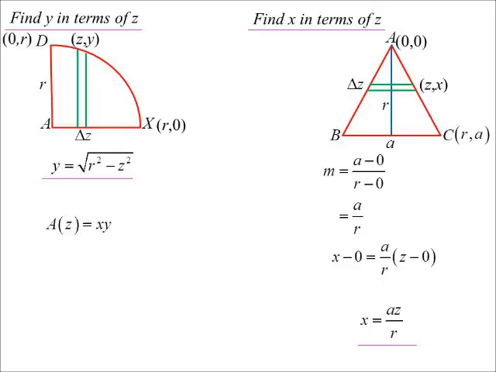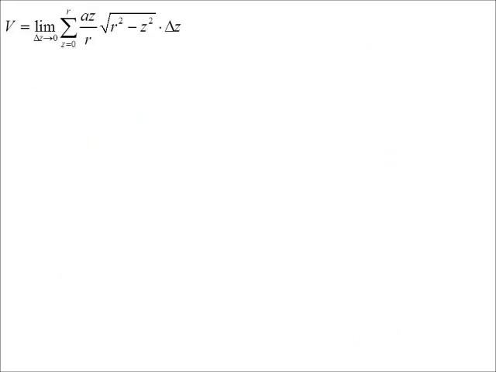We can now find our area. It was X times Y. Substitute in AZ on R times the square root of R squared minus Z squared. The element of the volume will be that times delta Z. I want to sum all those slices going from 0 to R. Now my integral, well, A is a constant, R is a constant, so I can bring A over R out the front. Z times the square root of R squared minus Z squared.